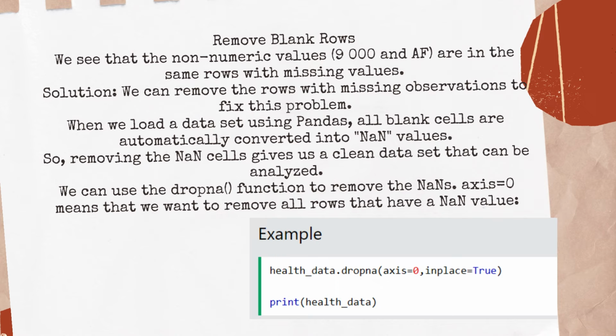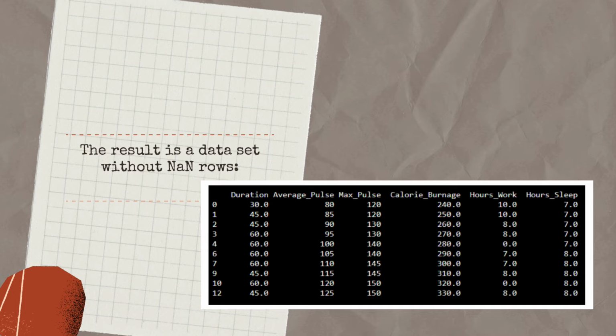We can use the dropna function to remove the NaNs. axis=0 means that we want to remove all rows that have a NaN value. The result is a dataset without NaN rows.